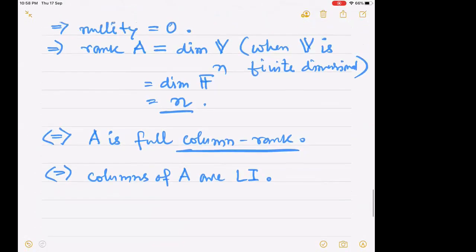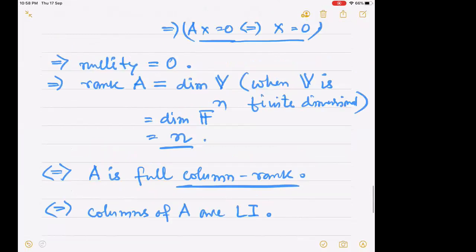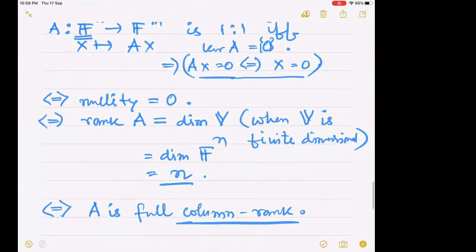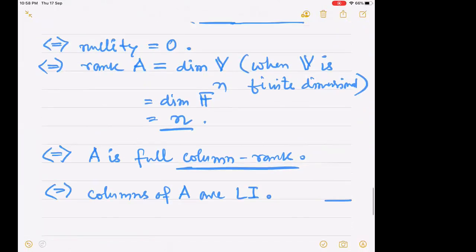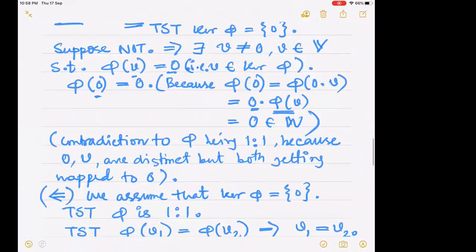So this is about one-to-one maps. When a matrix A defines a one-to-one map, it means it has to be full column rank. In fact, all these are equivalent statements. Okay, right. So this is how you get examples. The other concept is the onto concept, the concept of onto maps.